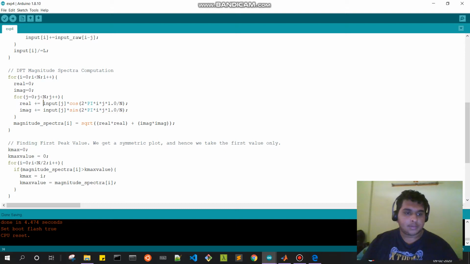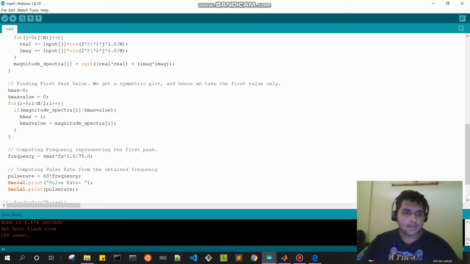We multiply input with the cosine value and consecutively add it to real, and multiply input with sine and consecutively add it to the image variable. In this way we get the real and imaginary parts of X(k), and then to compute the magnitude of X(k) we just take the square root of real square plus imaginary square. In this way we are able to get the magnitude spectrum.